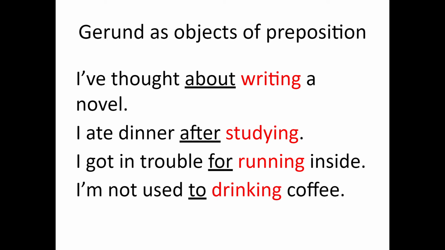Another example, I'm not used to drinking coffee. Now, this is a mistake students often make because they associate to with the infinitive marker. To drink. I'm not used to drink coffee would be a mistake. Because remember, to can be the infinitive marker, but to can sometimes also be a preposition. So don't get those mixed up. And when to is working as a preposition, then you would need the gerund after that.